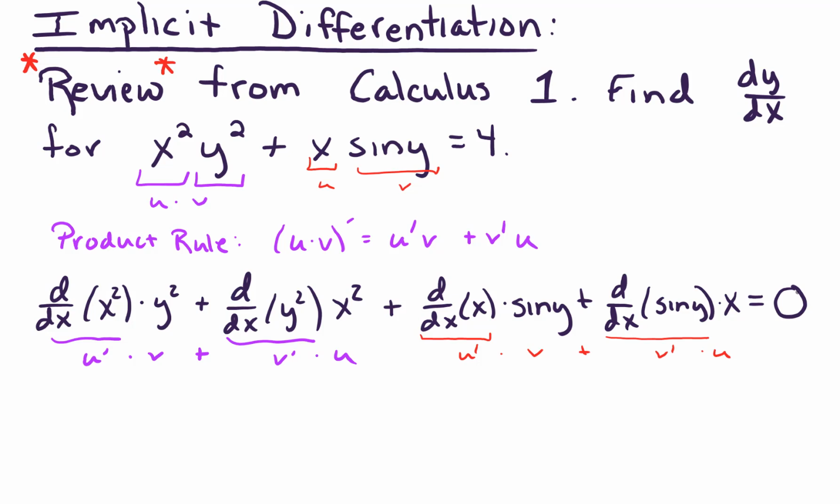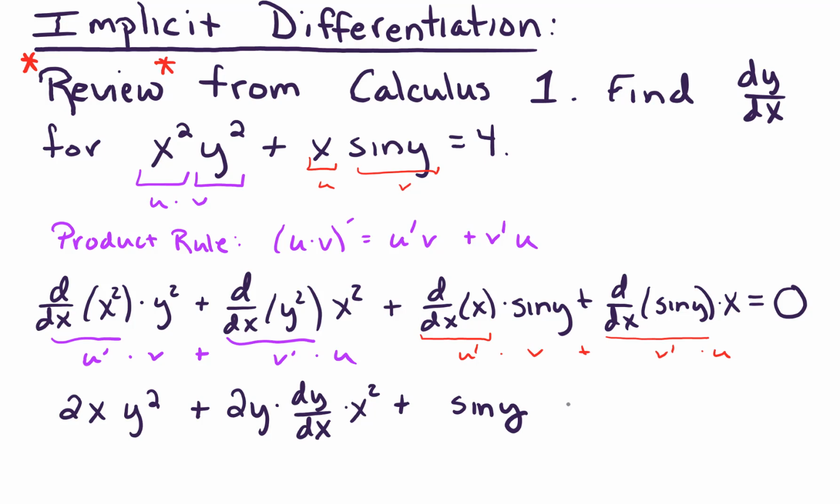Let's go through and clean this up. The derivative with respect to x of x squared is just 2x times y squared plus the derivative with respect to x of y squared is 2y times dy/dx. I'm using chain rule there and noting that y is a function of x, times x squared. The derivative with respect to x of x is just 1 times sine y. Well, let's write that in a more reasonable way. We'll write it as sine y plus the derivative with respect to x of sine y, which is cosine y times, by chain rule, dy/dx, times our regular x, and that equals 0.